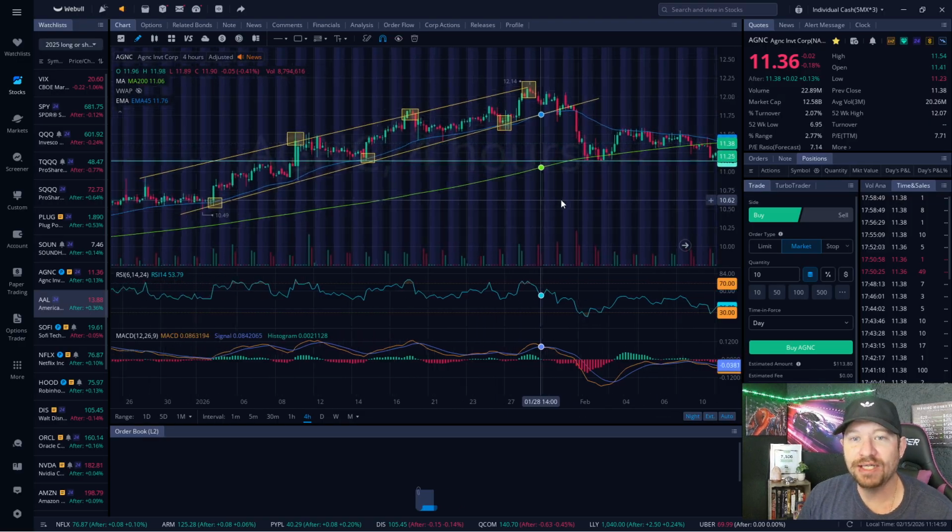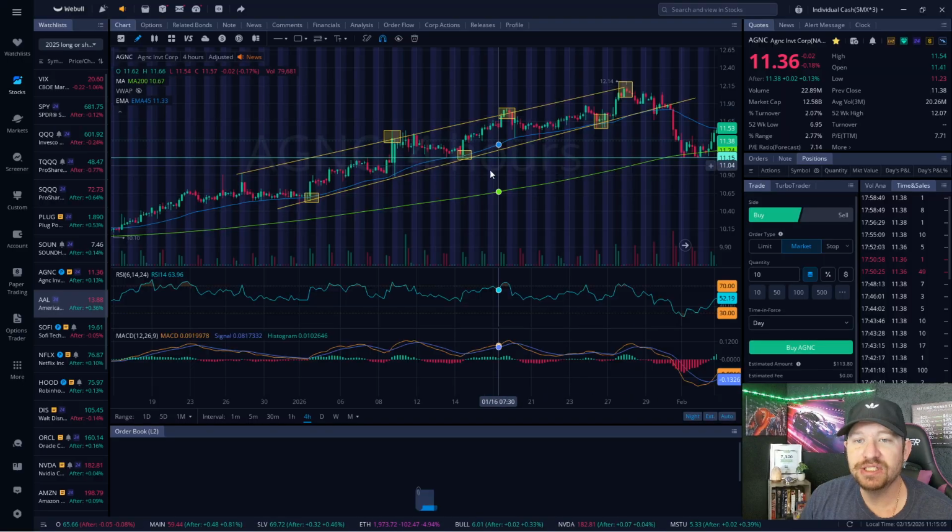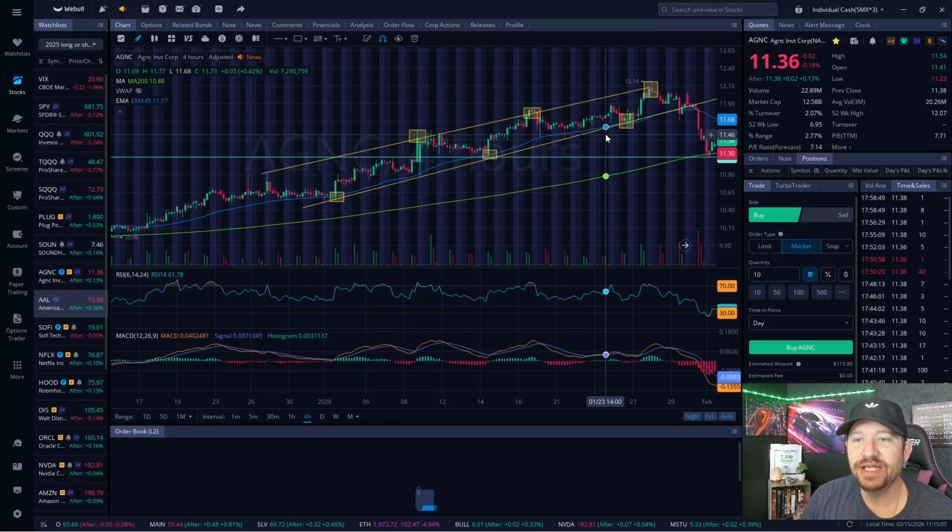So going back to the uptrend, this is a great example of an uptrend, right? Identifying that this company consistently is going up, identifying that you have a support level here and you have a resistance level here, and it's just kind of bouncing within this trend line, okay?